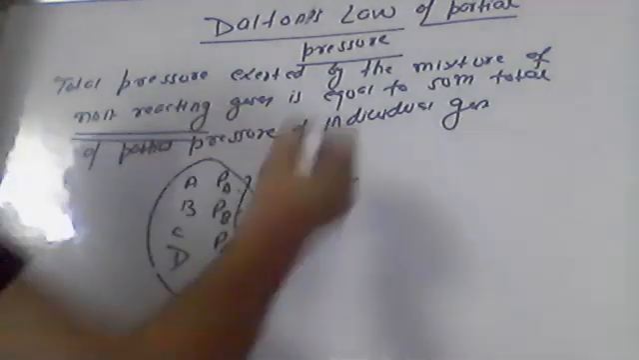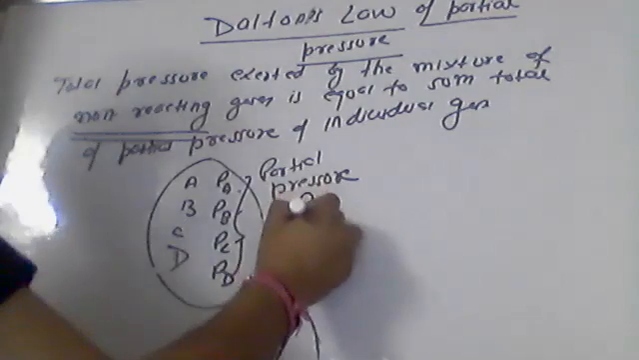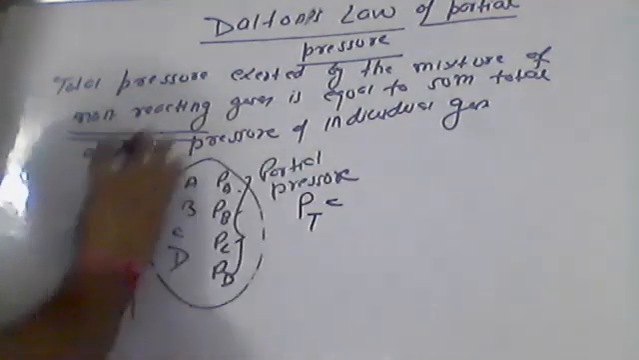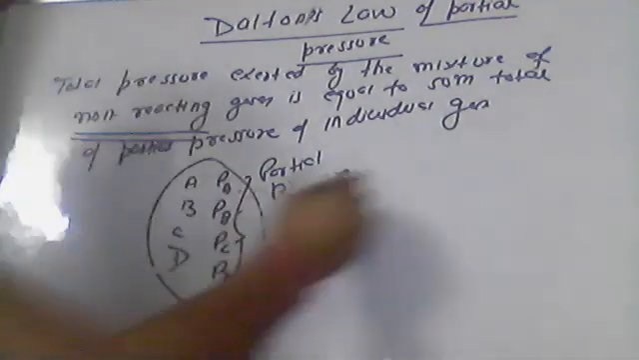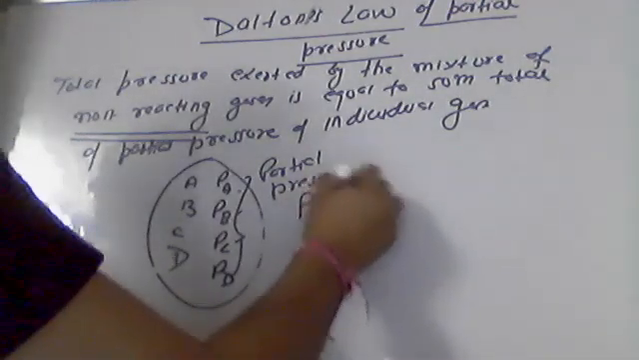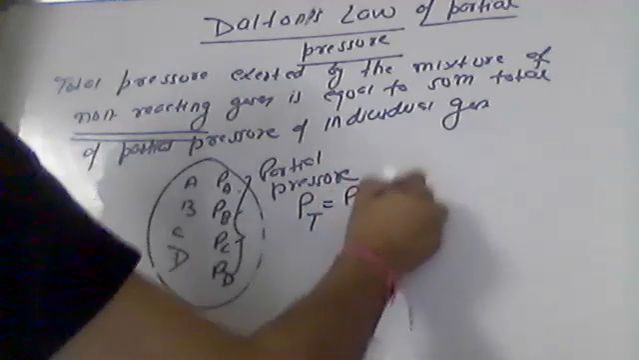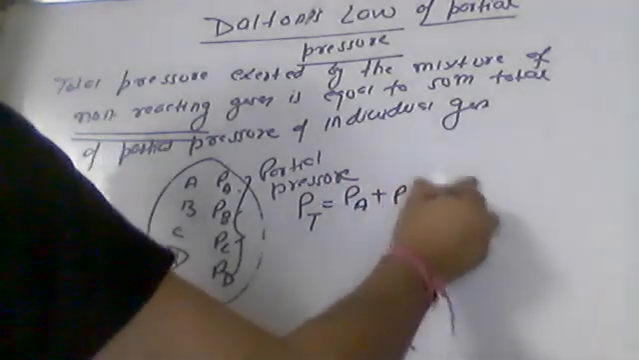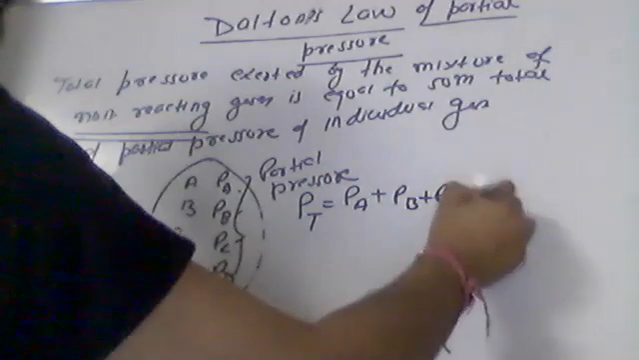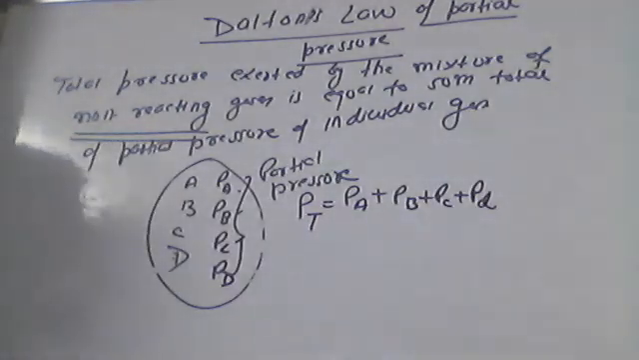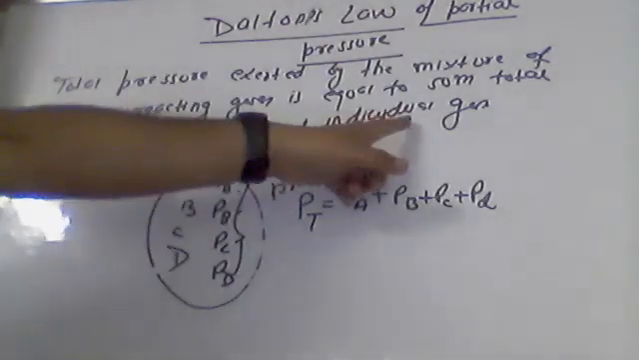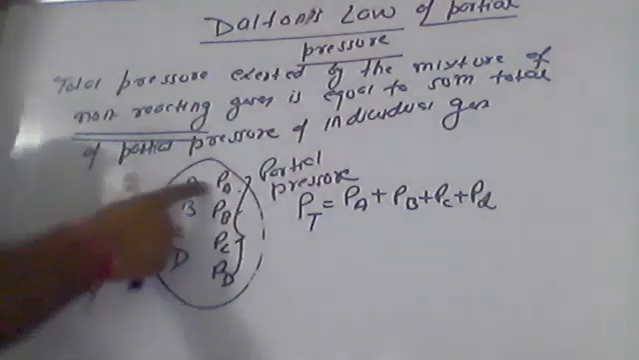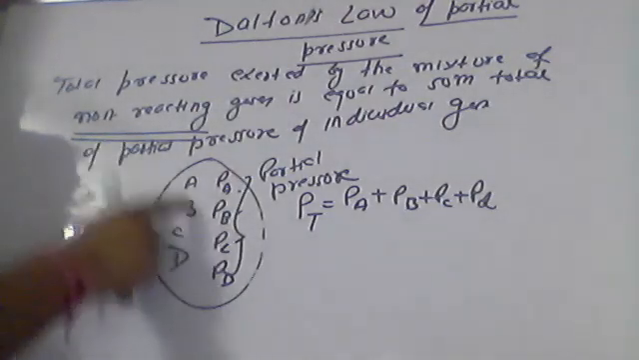And what is Dalton's law? Dalton's law, PT. Total pressure inside this container, we have the 4 gases A, B, C, D. So total pressure will be PA plus PB plus PC plus PD. This is Dalton's law of partial pressure. The total pressure exerted by the mixture of non-reacting gases is equal to the sum total of partial pressure of individual gases. These are the partial pressures of individual gases.